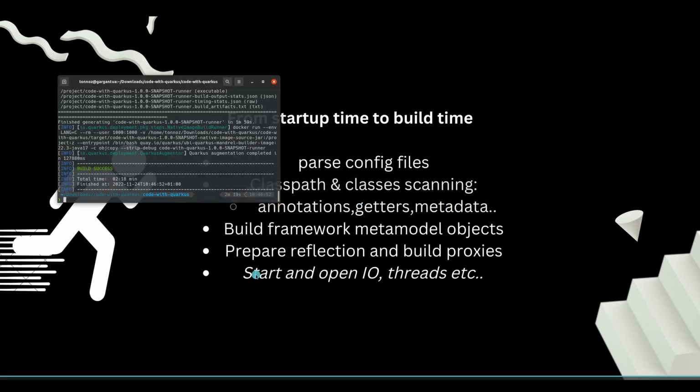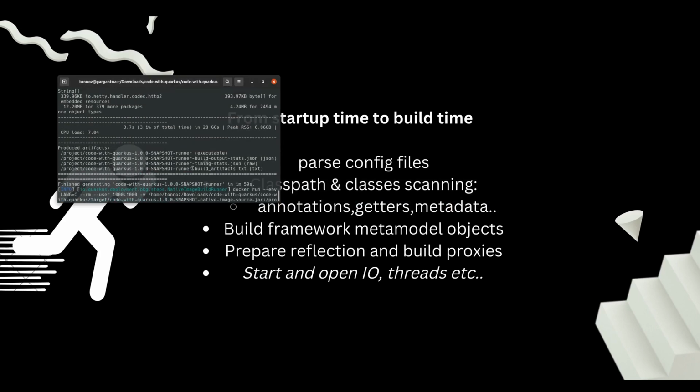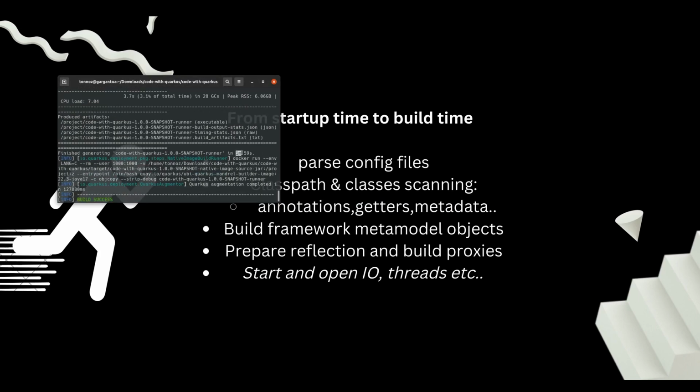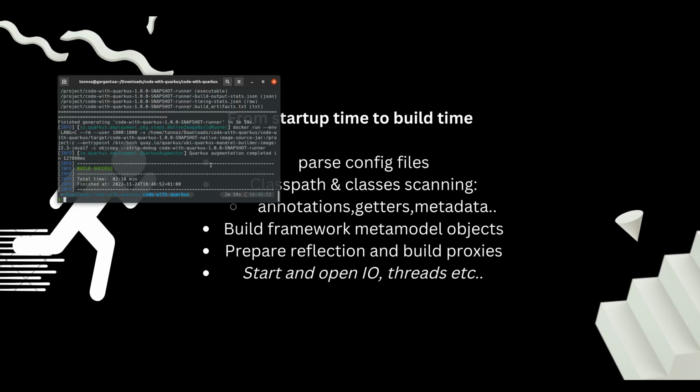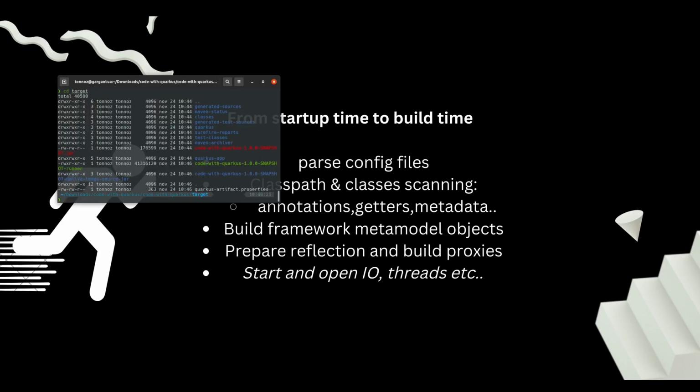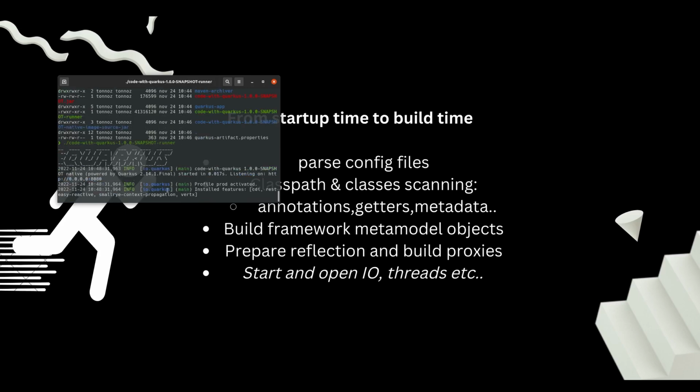So if we go back to our project, we notice that it was built in roughly 2 minutes, which is quite a lot for a JIT-lover. But now if we go into the target folder, we will notice that we have one executable runner. And if we try to run it, we will notice that it starts up in 0.017 seconds, including the availability for the first response, which is quite incredible.